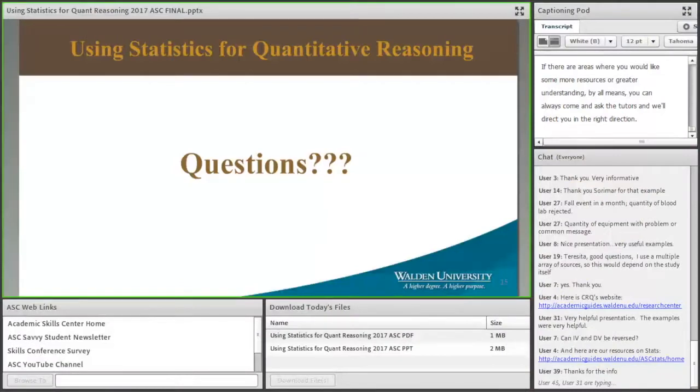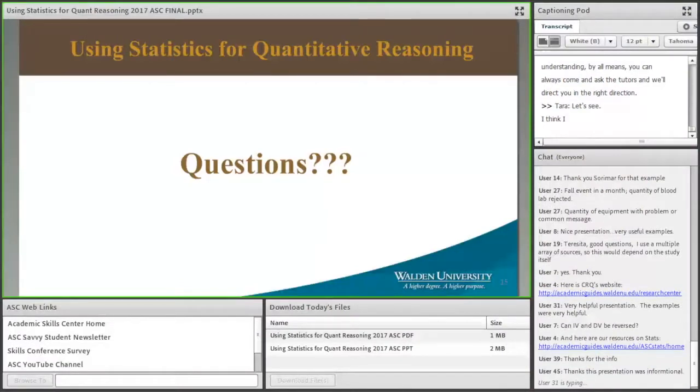I think I got a question here. This is a pretty good question. Valentine asked another good question: can the independent variable and the dependent variable be reversed? Well, that really depends. How do I say this?